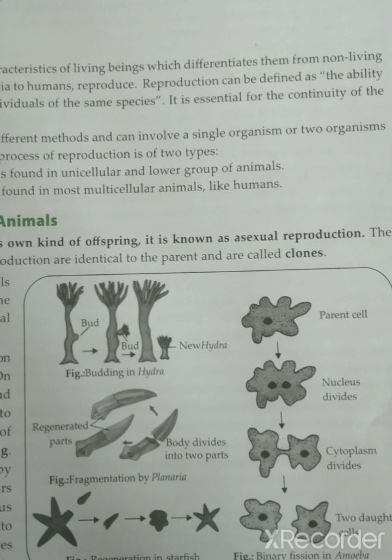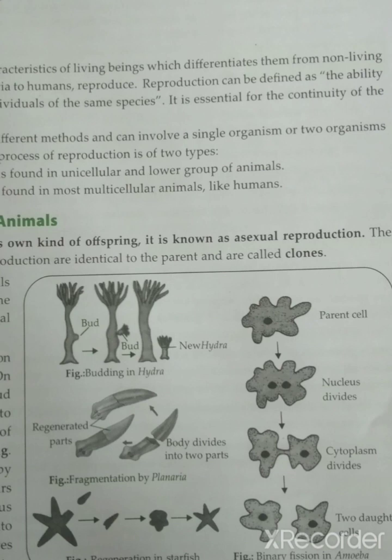So binary fission: here one unicellular organism will first divide its nucleus, then it will divide its cytoplasm, then it will be divided apart into two cells. For example, you can take any kind of unicellular organism. Here they have given you amoeba. Wherever binary fission takes place, bi means two, so one parent will give rise to two daughter cells.